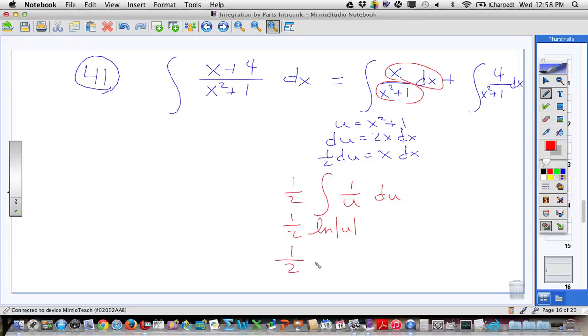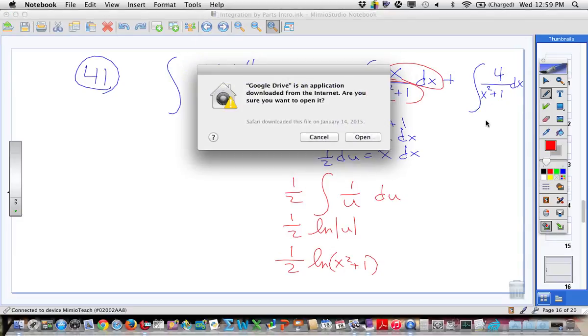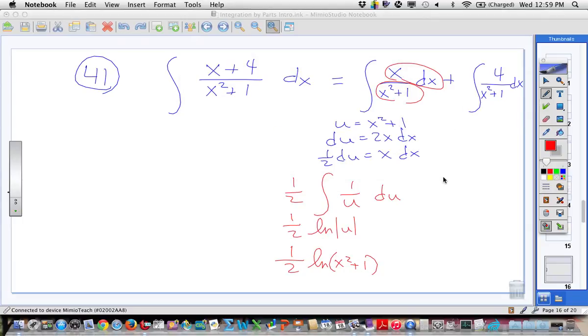Now, do we need the bars? Won't x squared plus 1 always be positive? Gotta be, because x squared is going to be positive, or 0, and then you add a 1. So that's always going to be positive, so we would not need the bars. You could leave them. That'll be fine. And this one, we pull the 4 out, and that's basically our tangent. So this is going to be plus arctangent of x plus c.